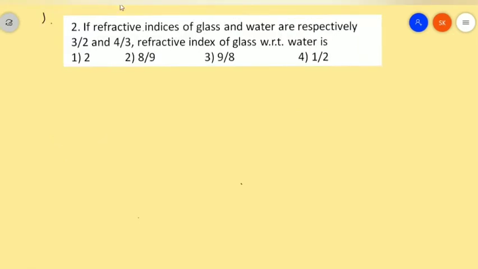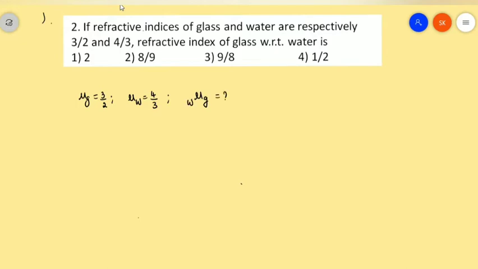Let us see the second problem. In the second problem, what they give: the refractive index of glass is 3 by 2 and the refractive index of water is 4 by 3. Then they are asking the refractive index of glass with respect to water.